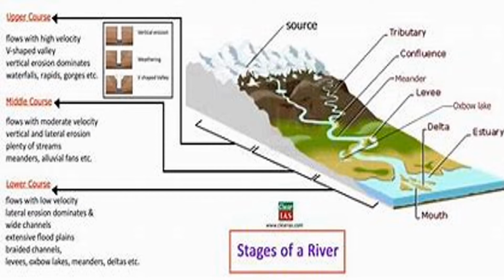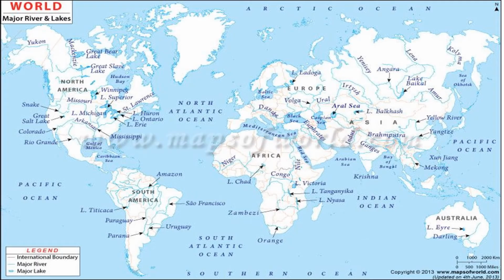Now children, major rivers of the world. So children, this map is showing the major rivers of the world. Let us see where is the river Mississippi. This one. The Mississippi River has the third largest river basin in the world.